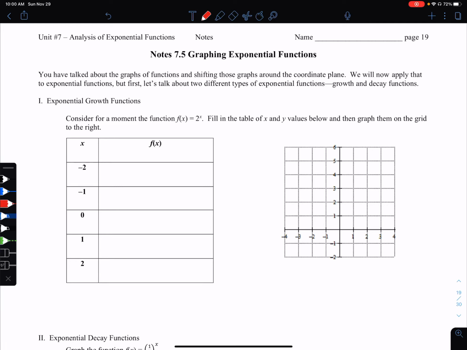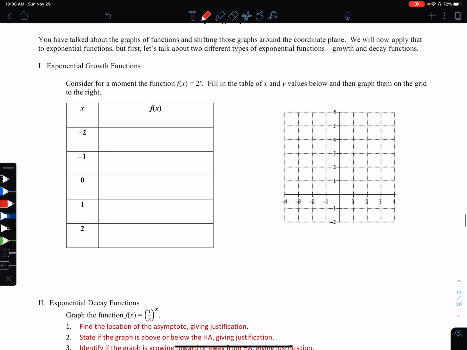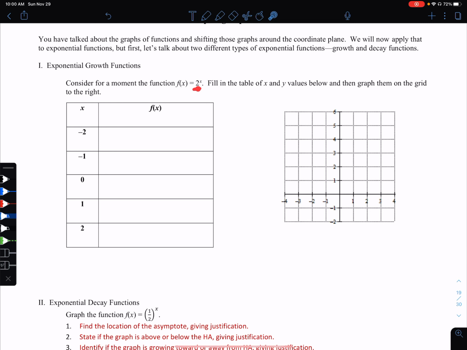This is pre-AP Calculus. We're looking at note 7.5, graphing exponential functions. We are getting to be a little more specific instead of big generalizations. So, exponential growth functions. Consider this function here where the base is 2 and there are no transformations whatsoever.